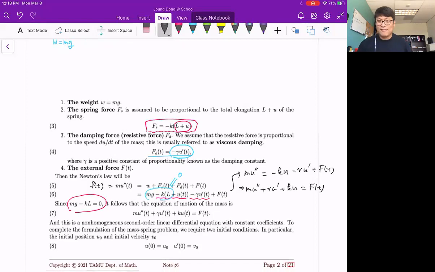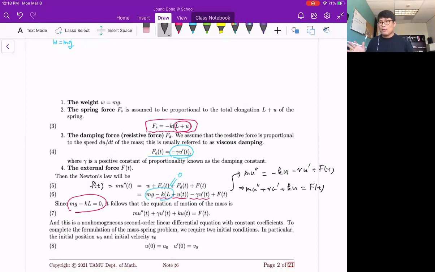Are you with me so far? Look at that. That is a second order linear differential equation, non-homogeneous, right? Because there is the external force, okay? And also, m, gamma, and k are all constants. So you have constant coefficients for your second order linear differential equation, okay? That is exactly what we learned how to take care of, right? And then we can solve it, okay?